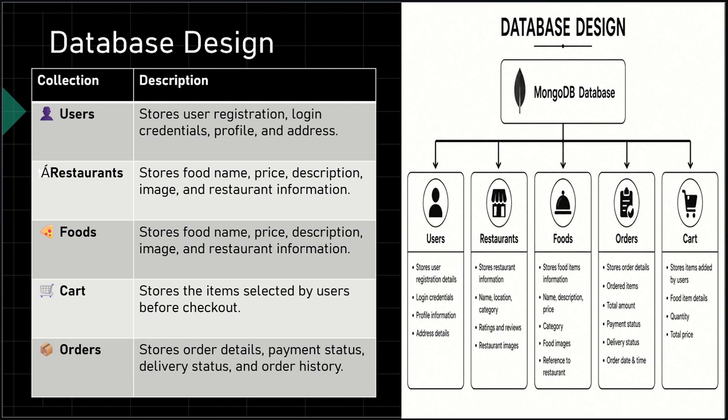Cart temporarily stores selected food quantity and price. Order stores ordered items, total amount, payment method, order date, and ordering history.